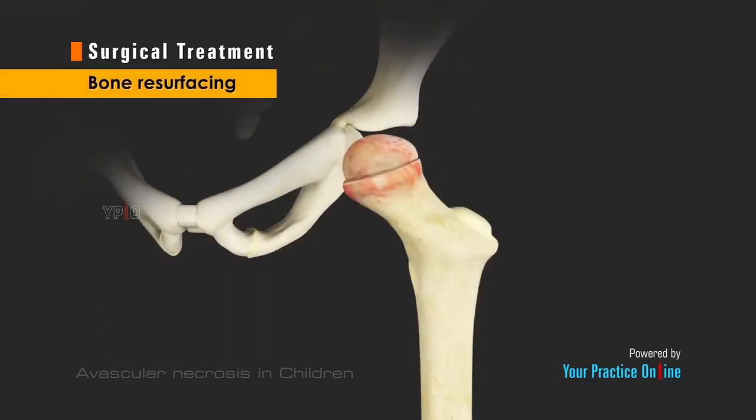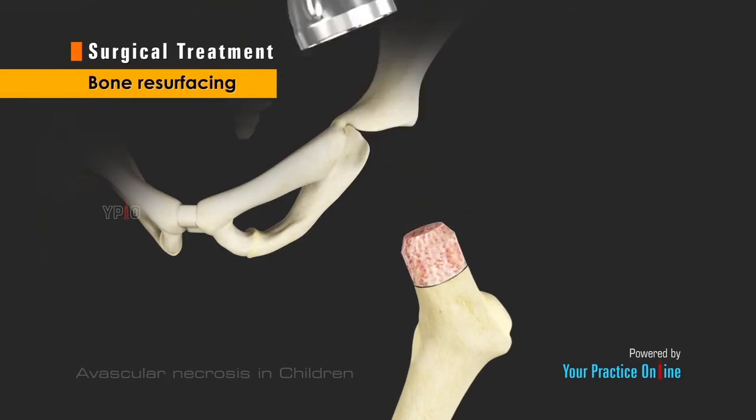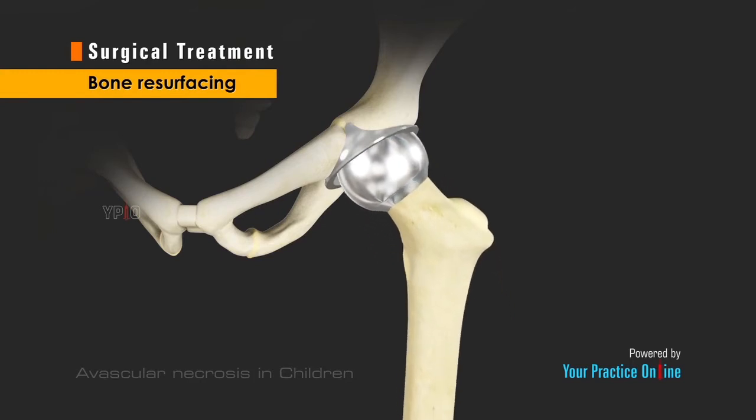Bone resurfacing. The femoral head is reshaped and implanted with a metal cap. This implant is reshaped in such a way to match the size of the femoral head. This helps to preserve the bone or joint, prevents fracture, and decreases risk of dislocation.